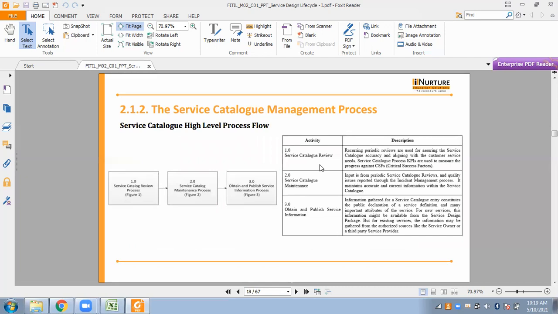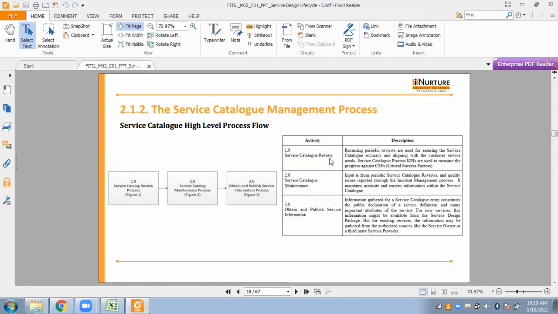Next, we come to the service catalog high level process flow. There are three stages, as you can see, 1.0, 2.0 and 3.0. This is the flow. This is the service catalog review process, then the service catalog maintenance process, and then the obtain and publish service information process. So what does each have to do?